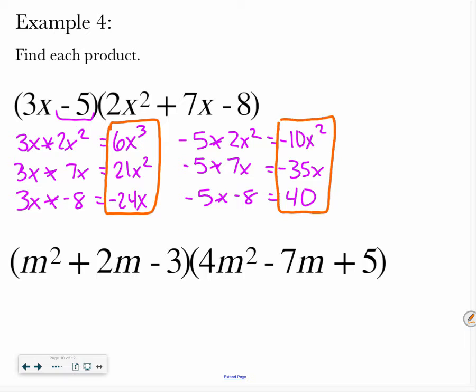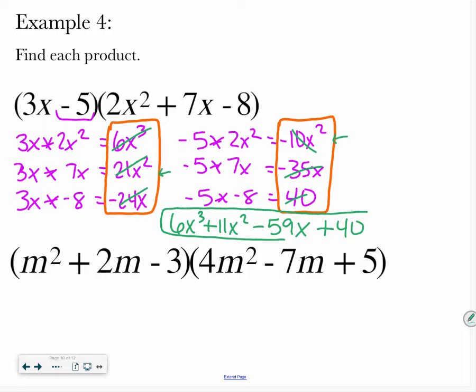Now what I have to do is go through and combine like terms to write out my answer. I see I only have one x cubed, and that's my highest, so I'm going to start there. Okay, I'm done with that one. I have an x squared here, positive 21, and over here I have a negative 10x squared. So that's going to be plus 11x squared. I'm done with those. And then I have negative 24x and minus 35x. That's going to be negative 59x plus 40. Okay, and that's going to be my final answer.